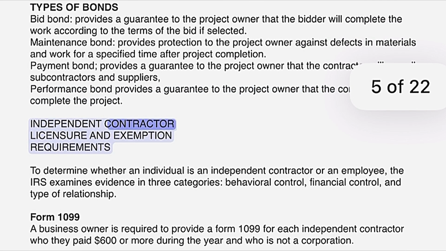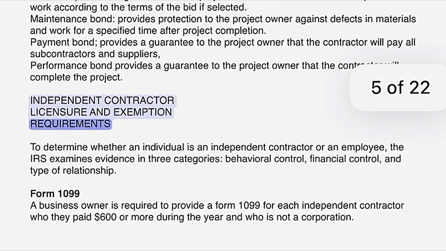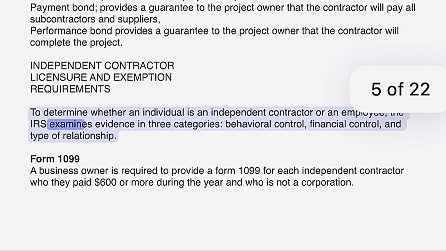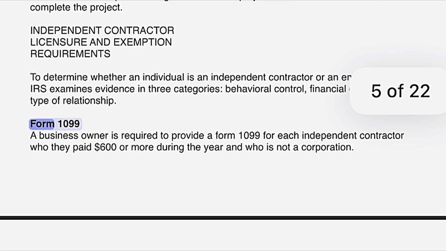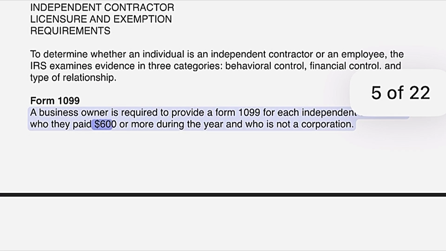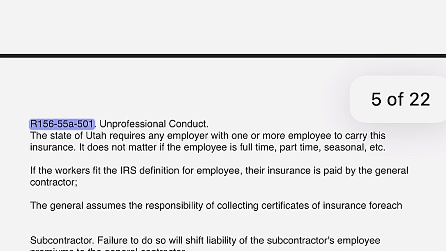Independent contractor licensure and exemption requirements. To determine whether an individual is an independent contractor or an employee, the IRS examines evidence in 3 categories: behavioral control, financial control, and type of relationship. Form 1099. A business owner is required to provide a Form 1099 for each independent contractor who they paid $600 or more during the year and who is not a corporation.